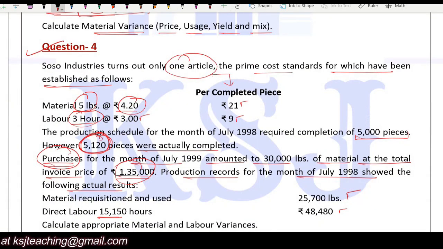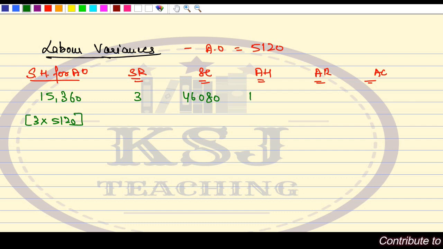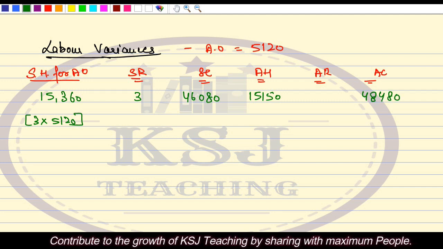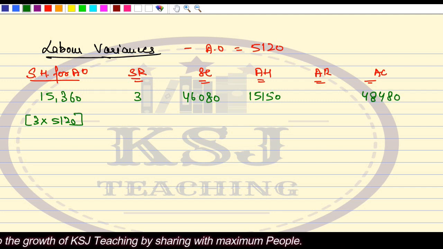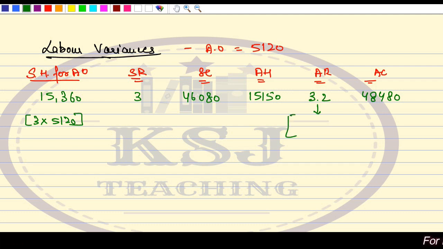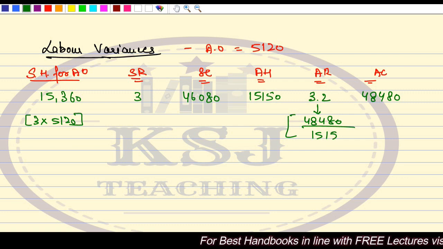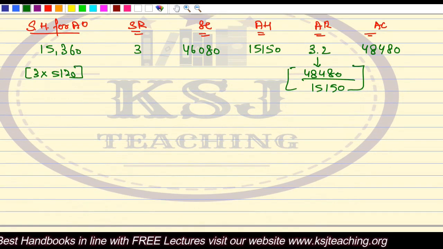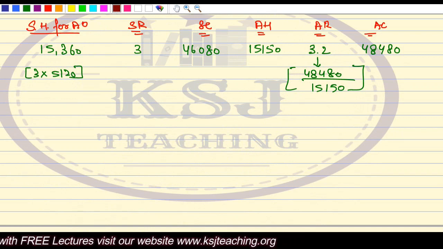Actual hours. Actual hours are given to you, 15,150. Actual cost is given to you, that is 48,480. So the actual rate will be 48,480 divided by 15,150. So that comes to 3.2. Right? So this is how the actual rate has been calculated. Now we will calculate the variances.